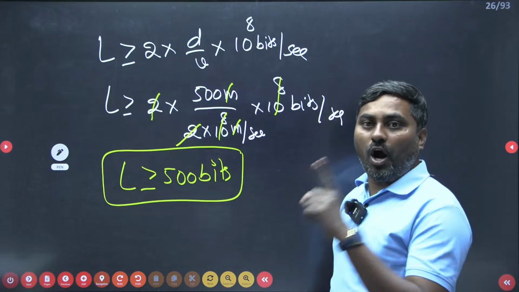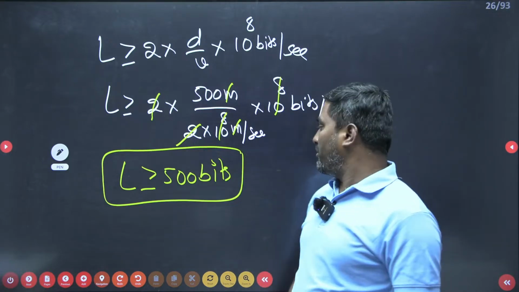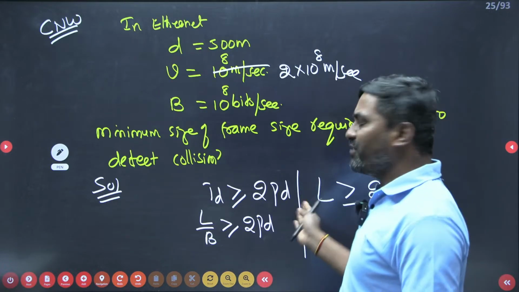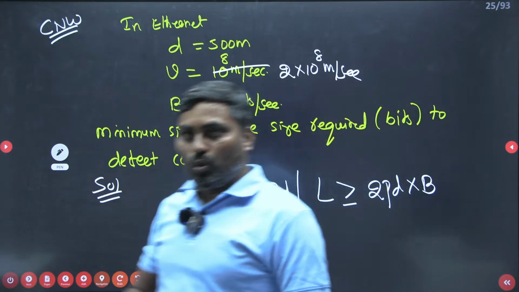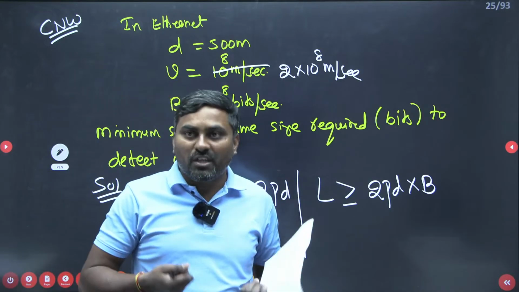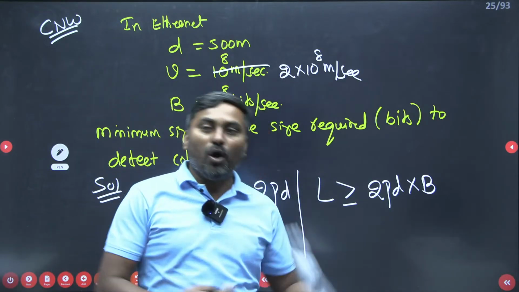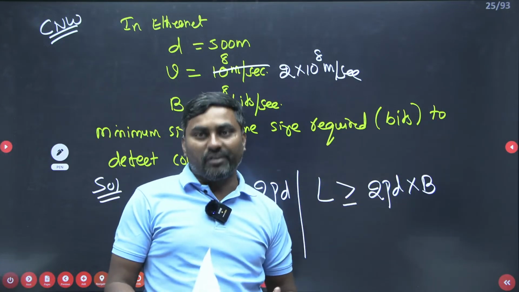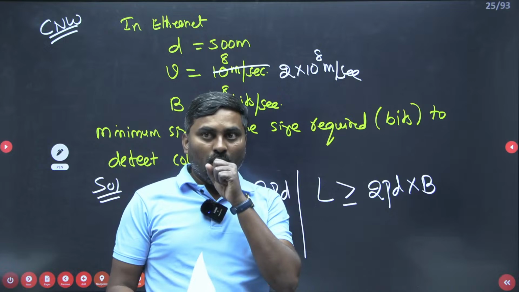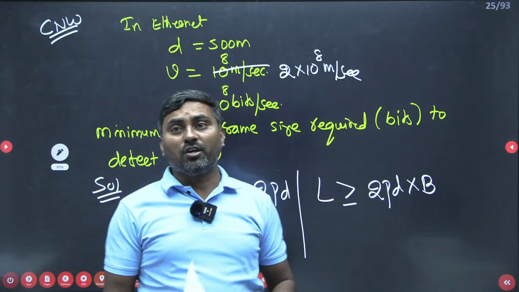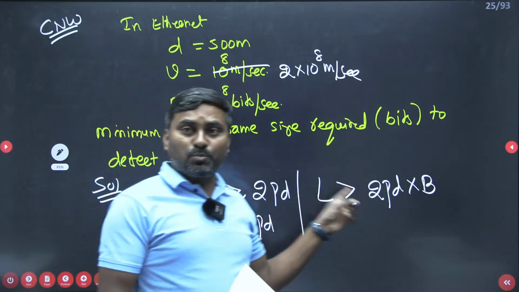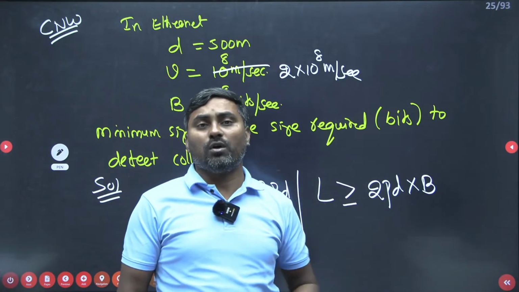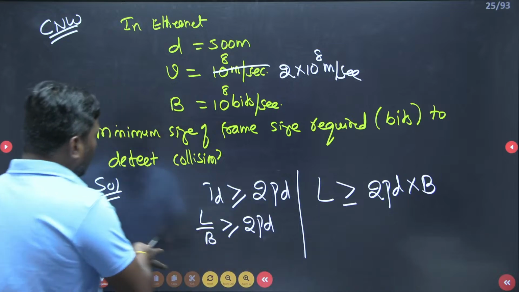So how many people got this 500 bits packet size? It's a very straightforward question, is it not? In order to detect the collision, I must have enough packet size, so keep on transmitting. When the jam signal comes back, then we can detect that yes, there is a collision. So this expression gives the guarantee of detection of the collision for the minimum size packet to be transferred.